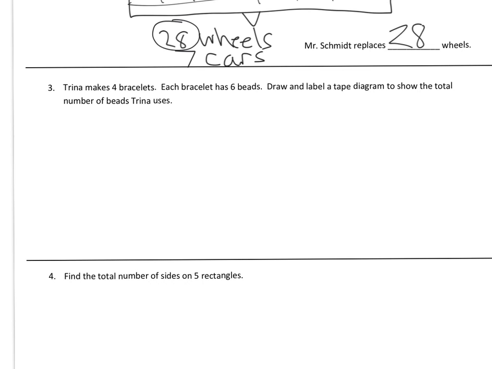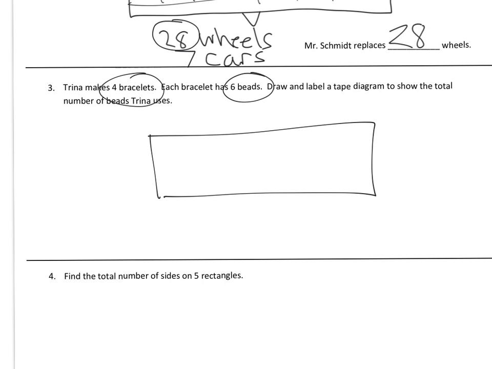Trina makes 4 bracelets. Each bracelet has 6 beads. Draw and label a tape diagram to show the total number of beads Trina uses. So I'm starting with my rectangle. I know I have 4 bracelets with 6 beads on each bracelet. So what's my groups? My bracelets are my groups. So I'm going to make 3 lines to make 4 groups. How many am I going to put in each group? Well, if there are 6 beads on each bracelet, I need to put 6 in each group.